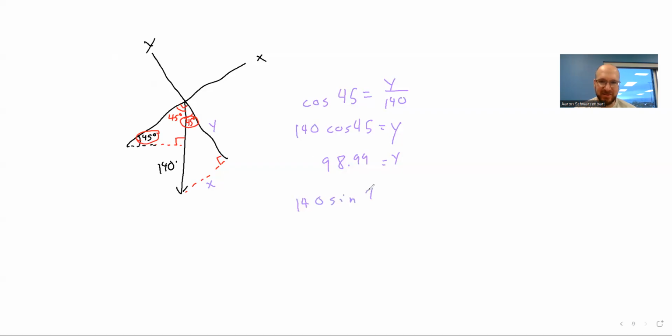The X is going to be the same thing, but with sine. And yes, this is a 45, 45, 90 right triangle. It's the same. I don't need to plug it into my calculator. Okay.